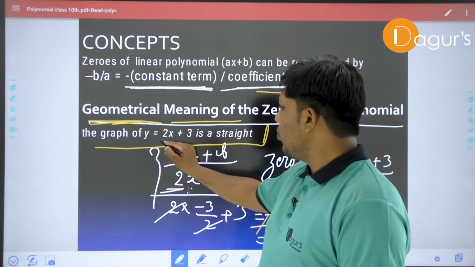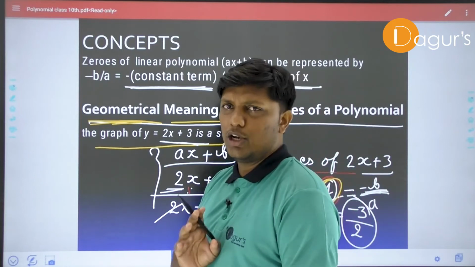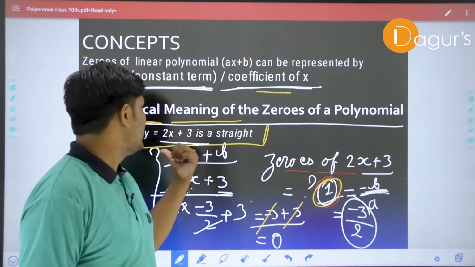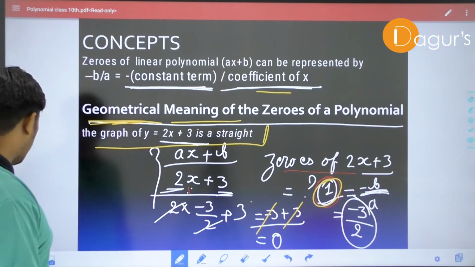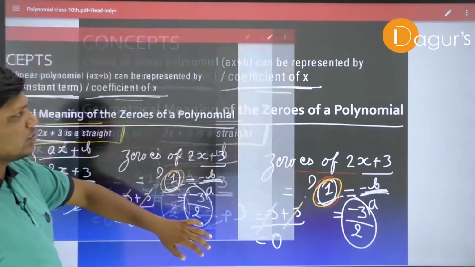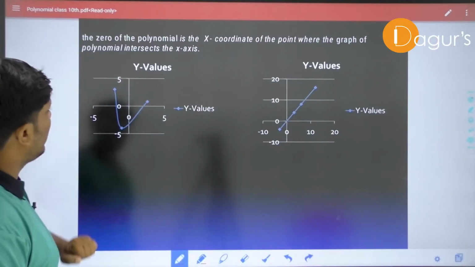Exactly, I had taken 2x plus 3. What is this? This is a polynomial, 2x plus 3. Okay. y equals 2x plus 3. Done. Come to the next slide, just to understand what exactly the geometrical meaning is.